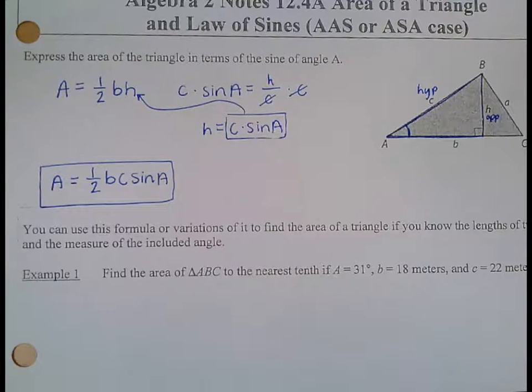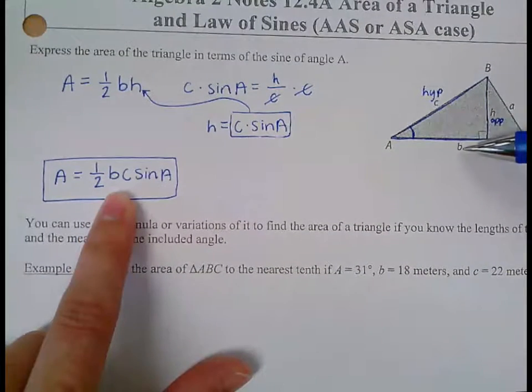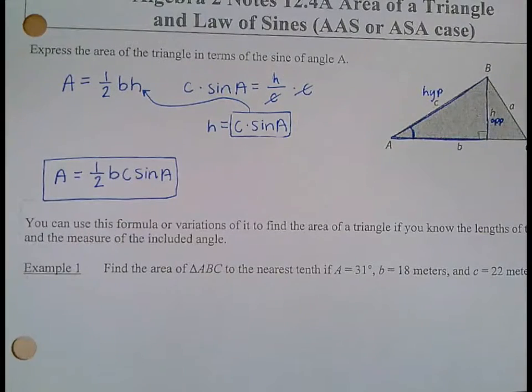So how this is helpful, what I want you to notice here is where sine of A is located. Notice that side lengths B and C for the triangle, those two sides create angle A. So A would be the included angle of those two sides. So as long as you know an angle and the two sides that include that angle, you can use this formula or a variation of it to find the area, and it prevents you from having to first find the height and then use 1/2 base times height. So it's saving you a couple of steps.